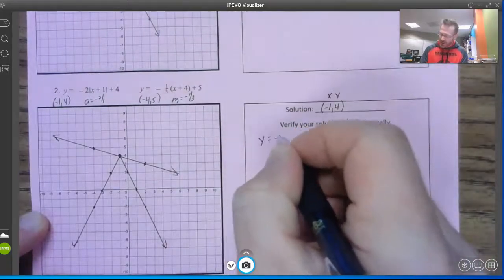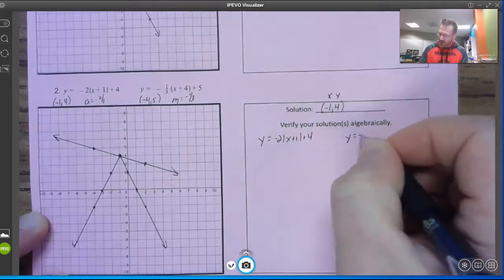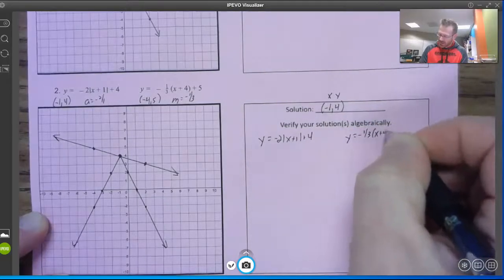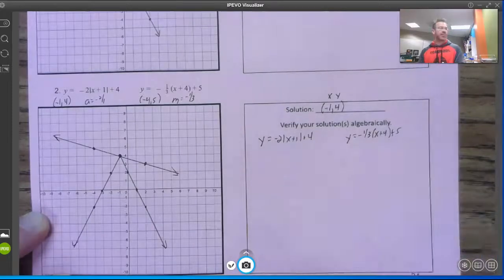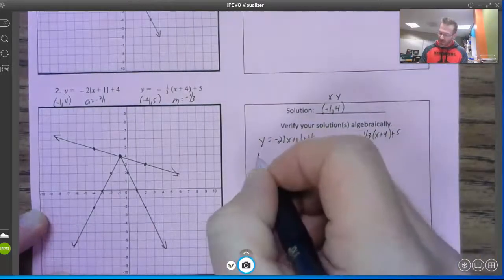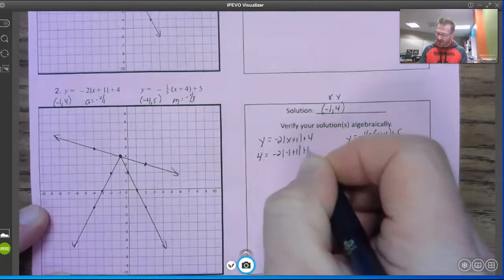So when we look at our equations, I'm just going to rewrite them both right here. We're going to take the y value, plug it in for y, take the x value, plug it in for x, and hopefully we get 2 true statements. So 4 is y, and negative 1 is x. So I'm going to plug that in.